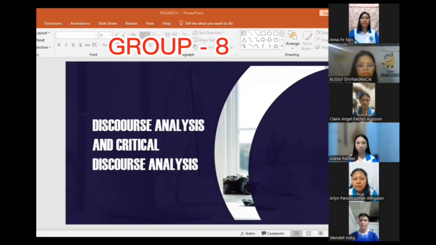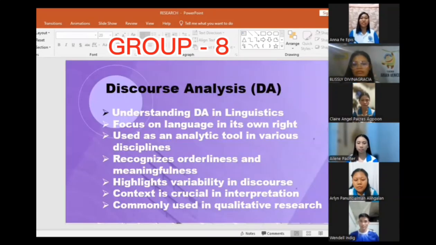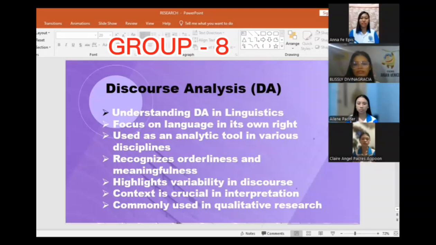So discourse analysis, or DA, is the study of language in use. It focuses on how language is actually used in communication rather than just its grammatical structure. It also focuses on how language constructs meaning. Language is not just a tool for communication. DA is used in linguistics and other disciplines. It is widely applied in fields like sociology, media studies, and political science beyond just linguistics.